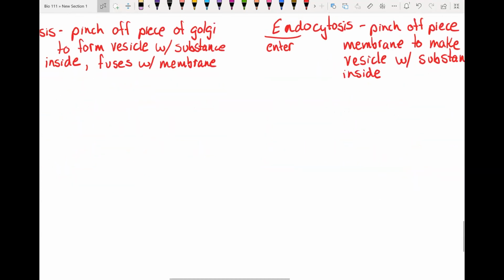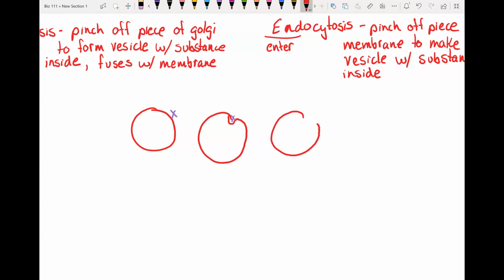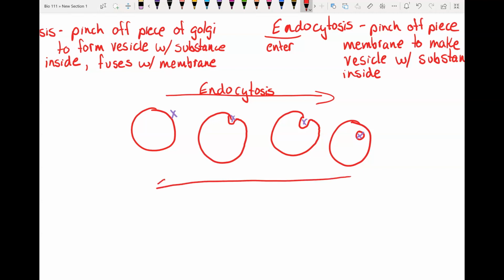Okay, so let's look at this. Here we have a cell, and here is our substance. Where the substance is, you start to get a dent in the cell there. And that dent grows, so you keep pushing that dent in. And then it pinches off. If you look at this picture going this direction, we have endocytosis. If you look at this picture going this way, if you start, here's your number 1, you have exocytosis.